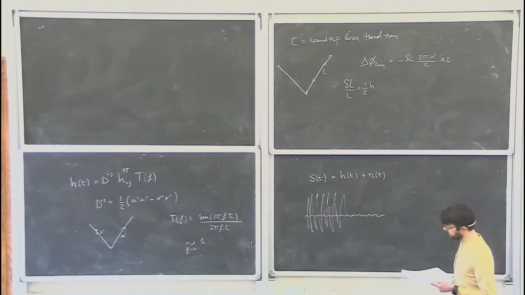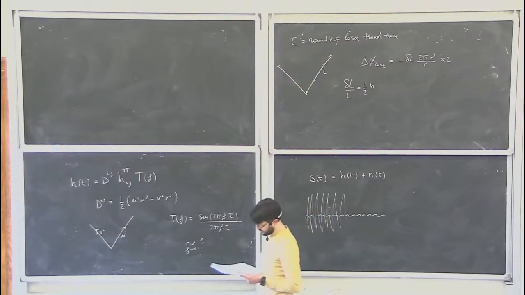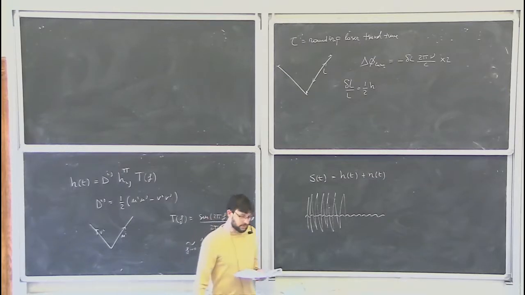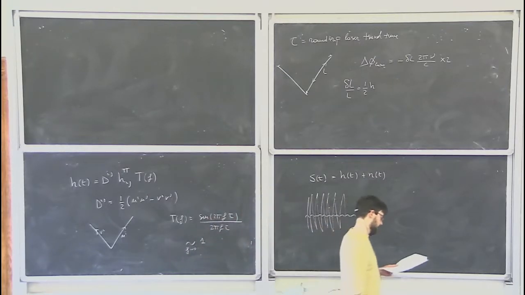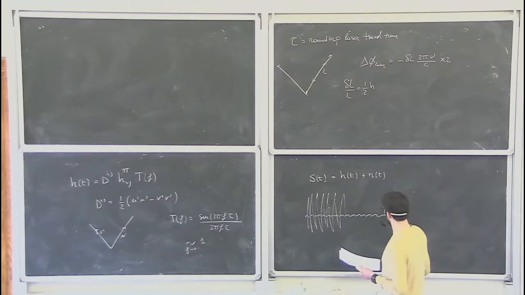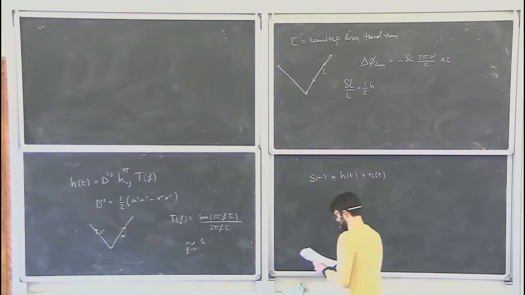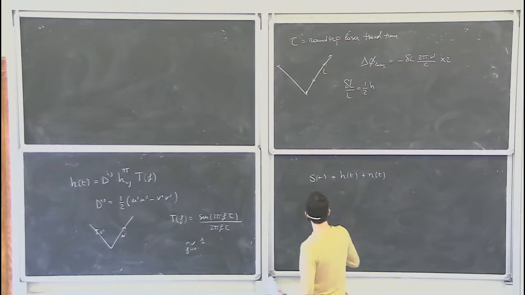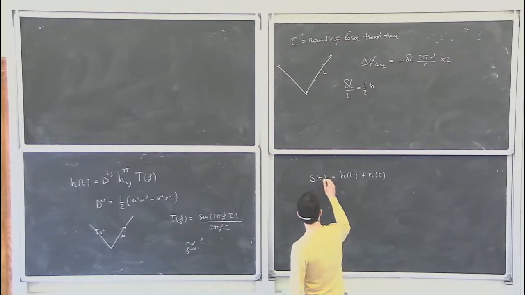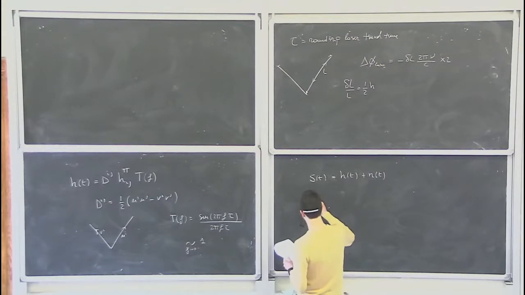First of all, before I go into how we can extract the signal, let me say a few words on how we describe the noise. Let me erase this figure. Normally we characterize the noise not in the time domain, but in the frequency domain. So we define what we call the power spectrum of the noise, sometimes called the noise spectral density.